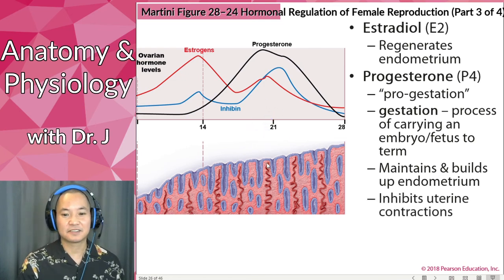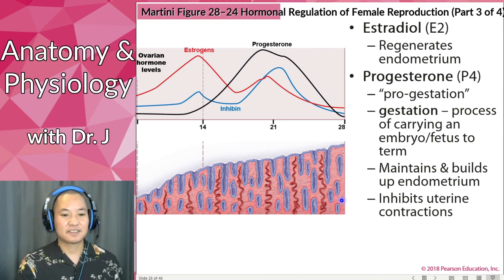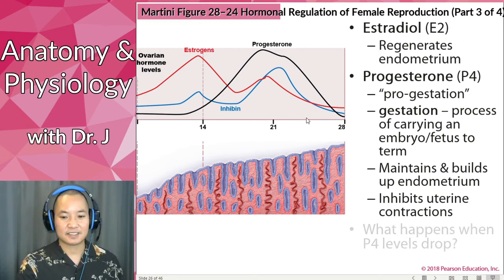So what does it also do? It also calms down the myometrium. It's going to inhibit the uterine contractions. Why? Well, again, if you're trying to implant an embryo and carry it to term, does it make sense to have this layer contracting and moving all the time? No, right? So again, the progesterone is going to help build up this layer further and also calm down the uterus and prevent it from contracting as much.